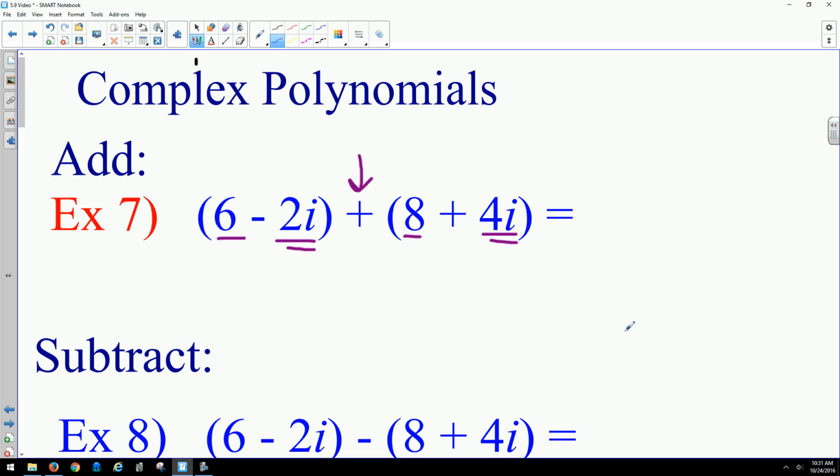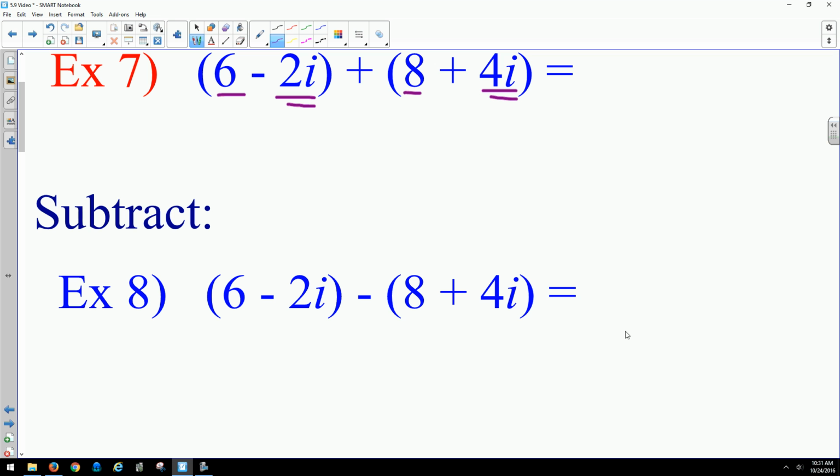That one's in red. Number 8, I'm subtracting everything in the second set of parentheses. So I'm going to change the sign and change all the signs inside the parentheses. Then I'm going to combine like terms. I have 6 plus -8. That gives me -2. I have -2i and -4i. Combining that will give me -6i. Remember, don't do anything to the exponent, just like if this was an x. Okay, so that's the answer.